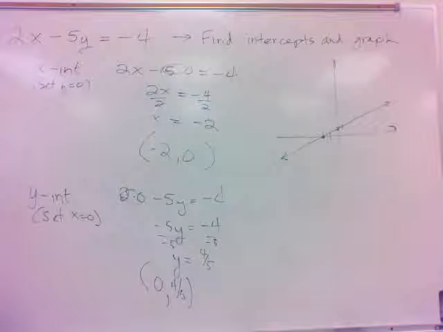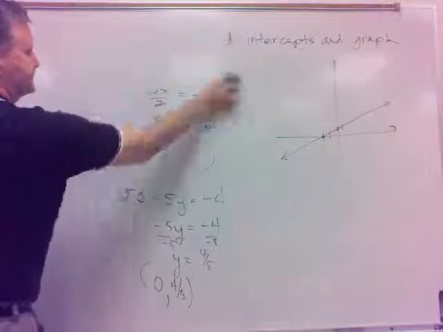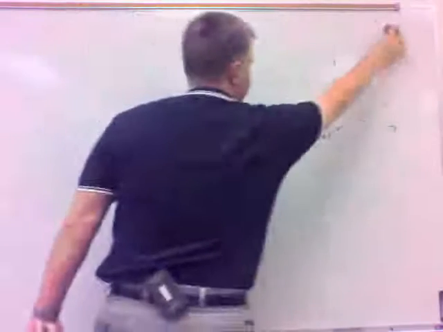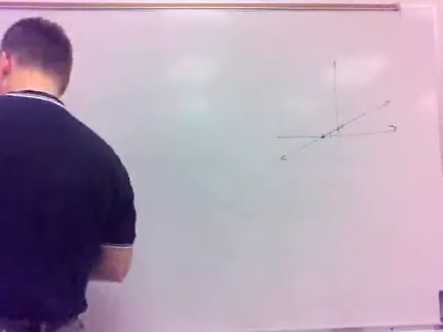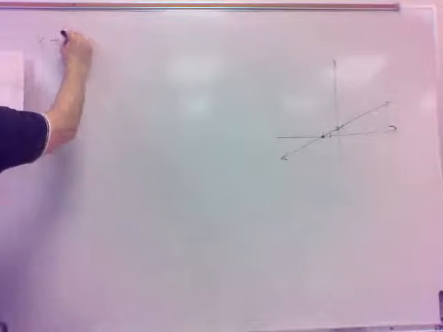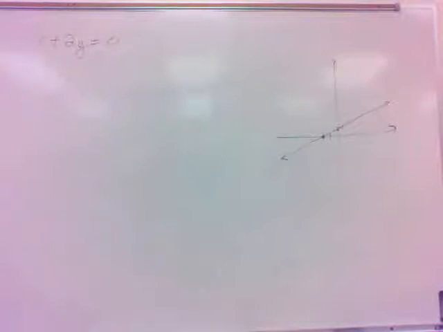Let me do one other one, because it has a little bit of a wrinkle in it. Problem we run into. Same thing. x plus 2y, though, equals 0. Run into a slight problem here.